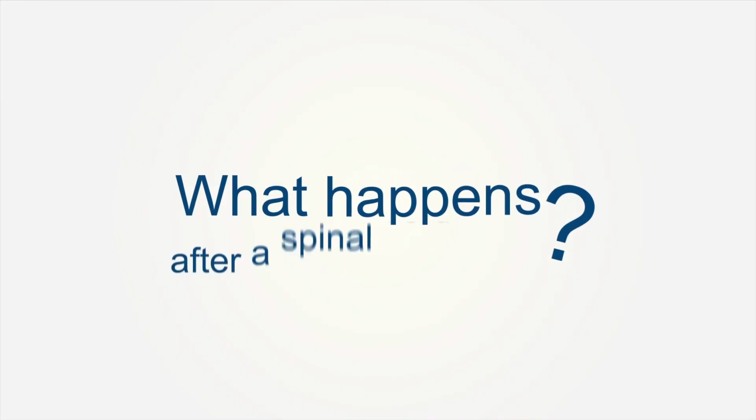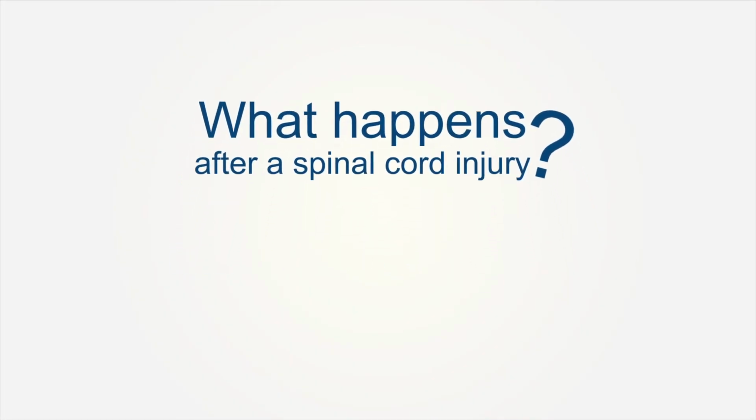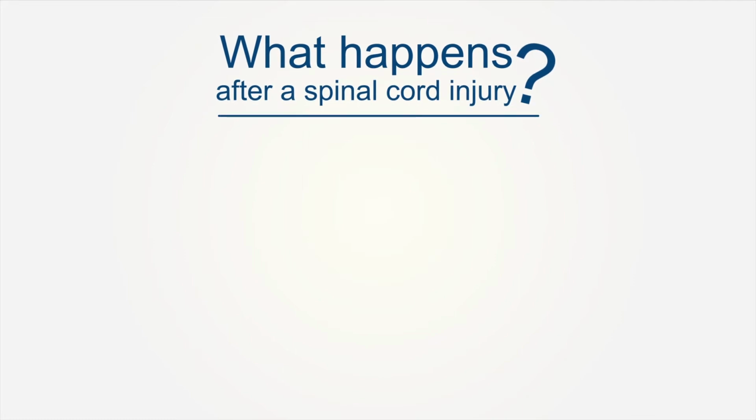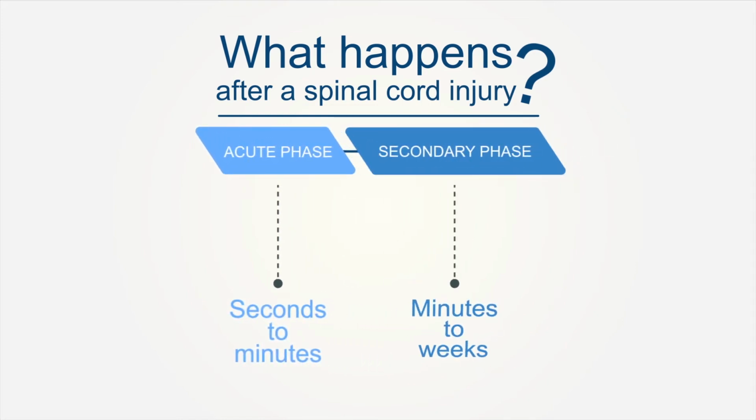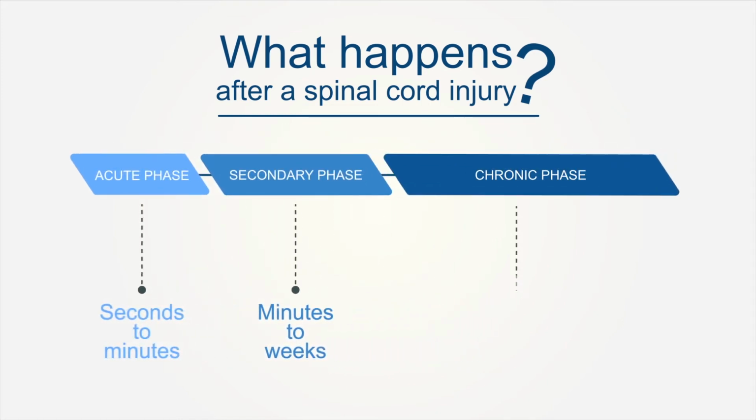What happens after a spinal cord injury? A spinal cord injury can be divided into three phases: the acute phase, seconds to minutes following injury; the secondary phase, minutes to weeks; and the chronic phase, months to years after injury. The biology of these phases play an important role in determining functional outcome.